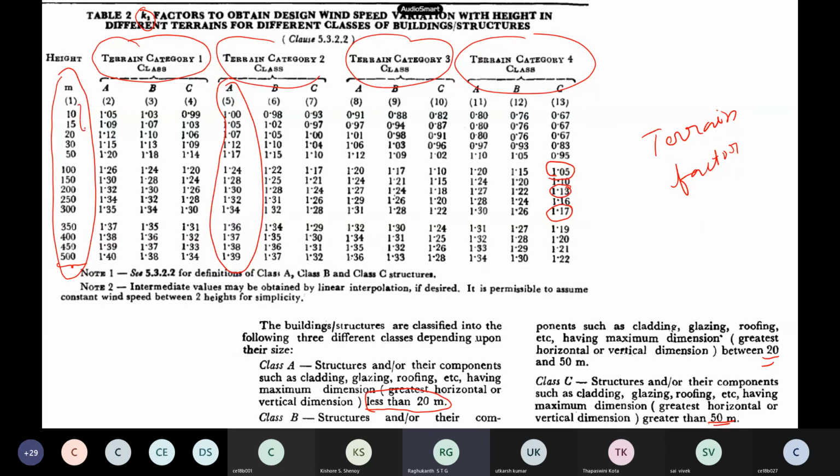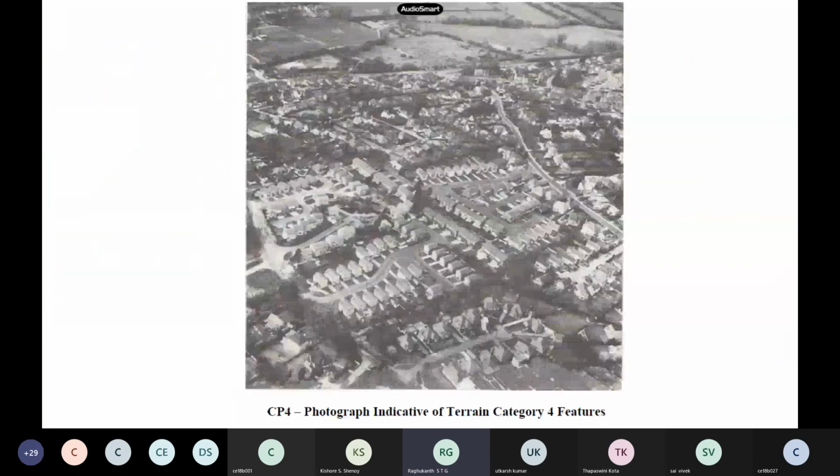This is required to find out the wind pressure with respect to height, how much the wind pressure will be. So to calculate this, these numbers can be used. For Chennai, if you are class C, you have to use this to find out the wind loads with respect to the height of the building itself. So this is how the terrains are defined.